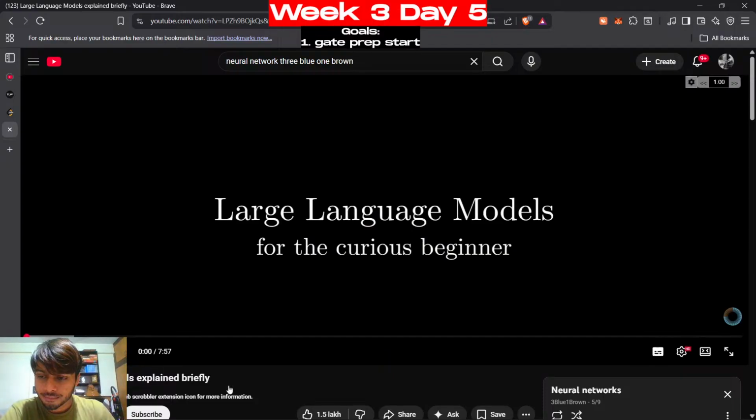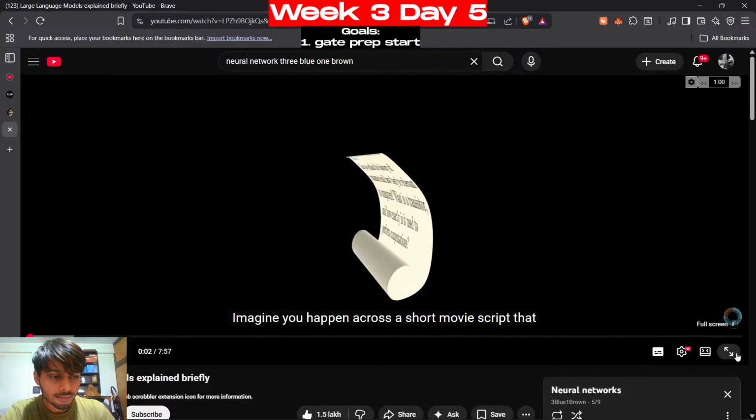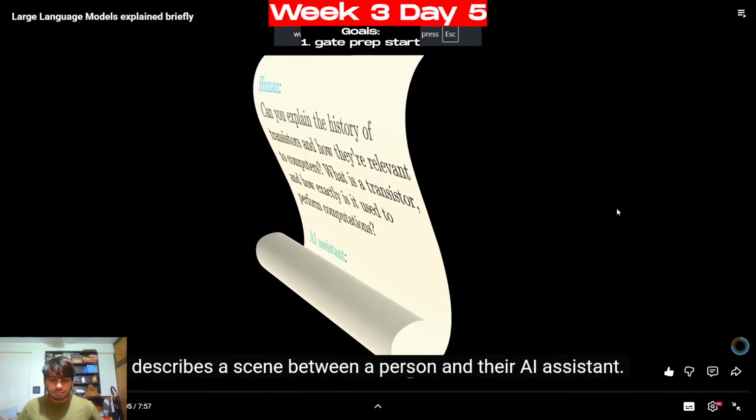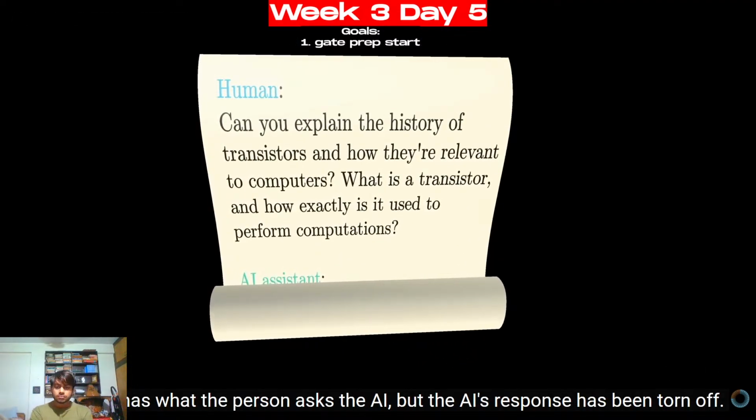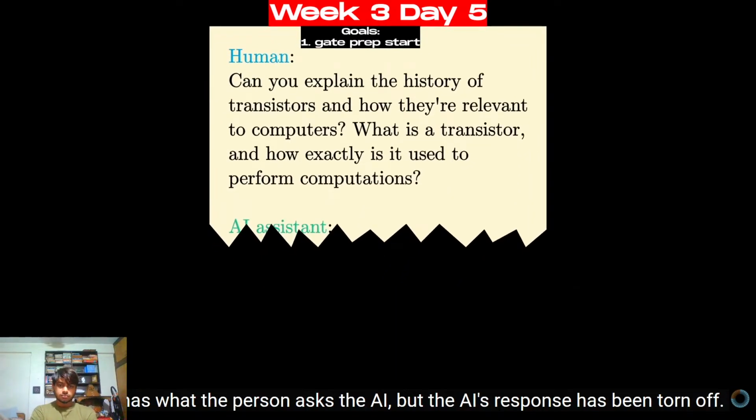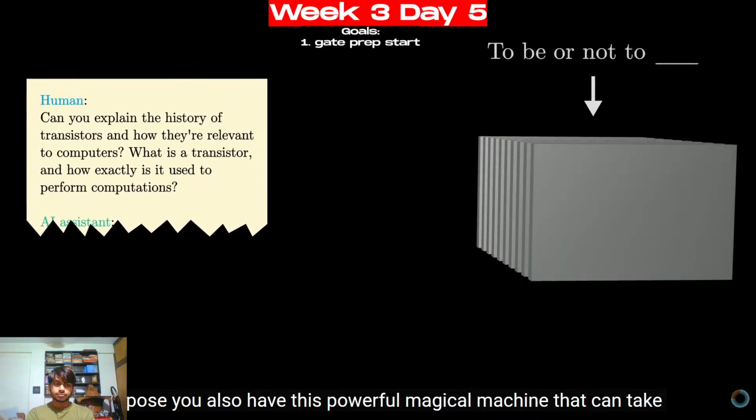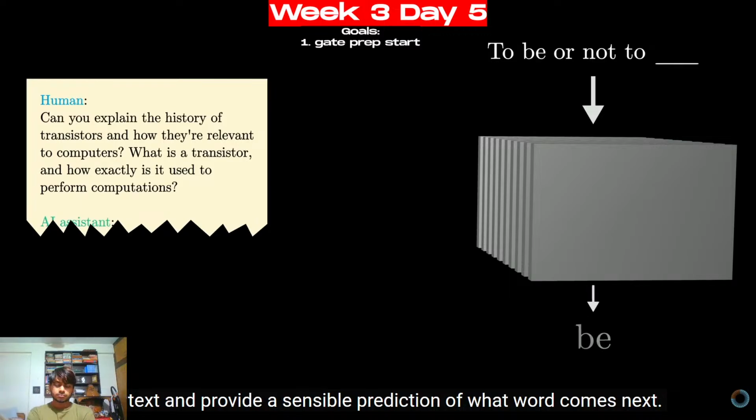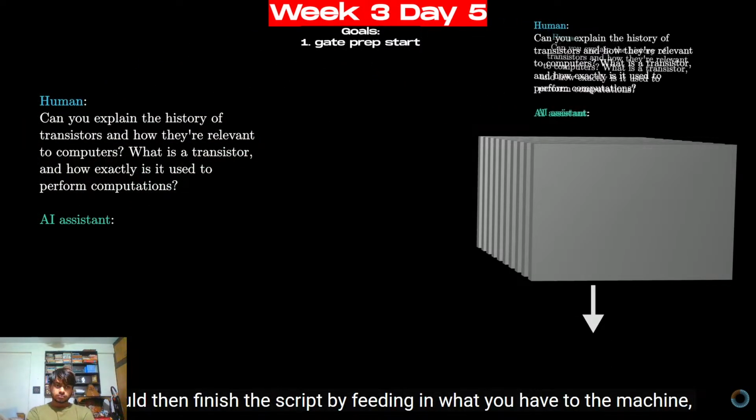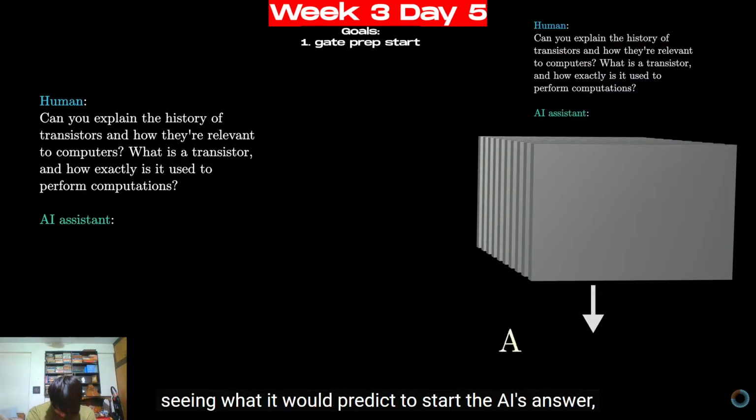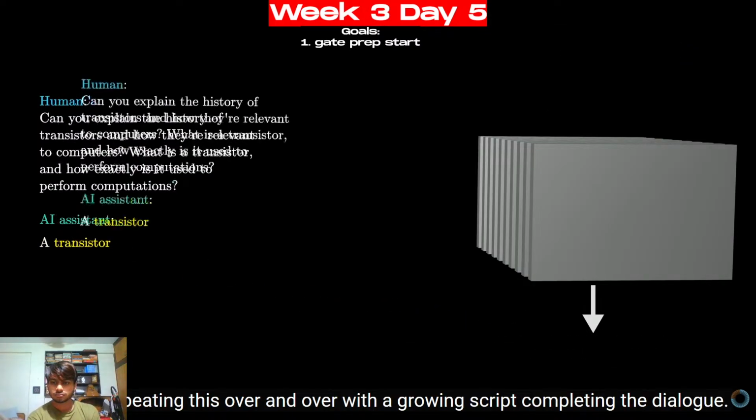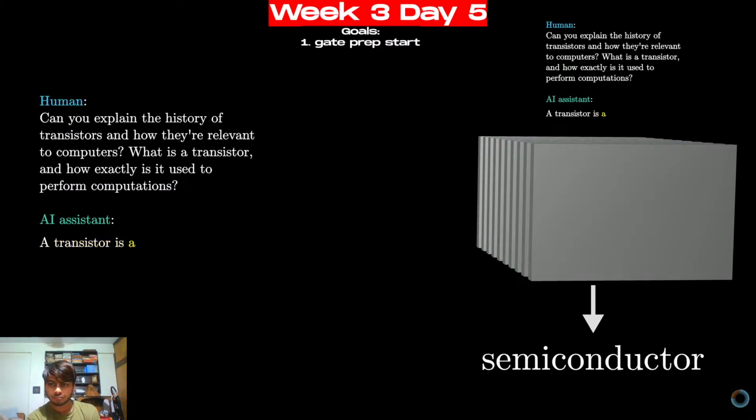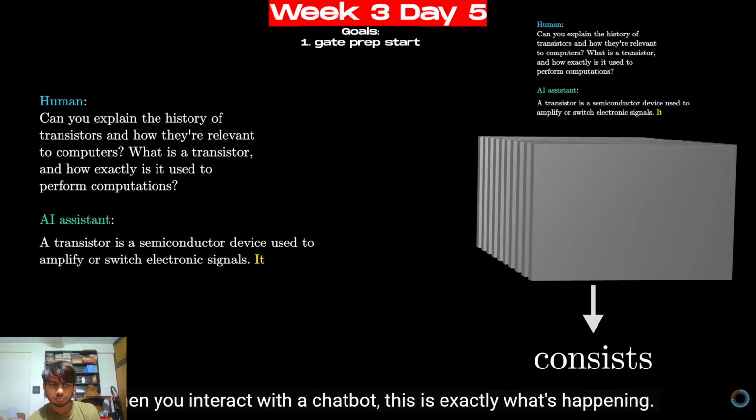Imagine you happen across a short movie script that describes a scene between a person and their AI assistant. The script has what the person asks the AI, but the AI's response has been torn off. Suppose you also have this powerful magical machine that can take any text and provide a sensible prediction of what word comes next. You could then finish the script by feeding in what you have to the machine, seeing what it would predict to start the AI's answer, and then repeating this over and over with a growing script completing the dialogue. When you interact with a chatbot, this is exactly what's happening.